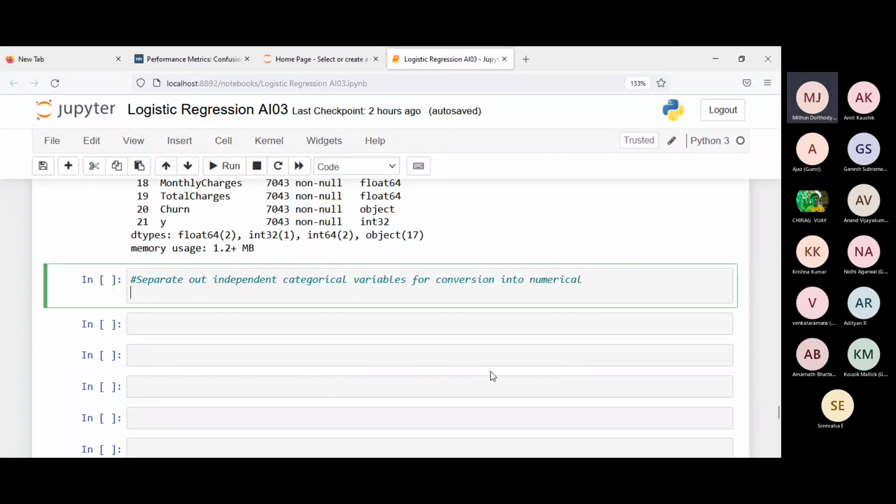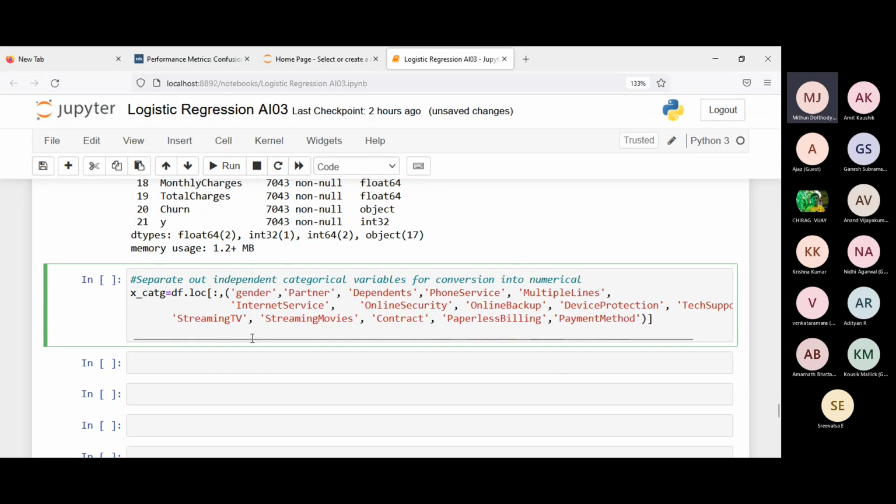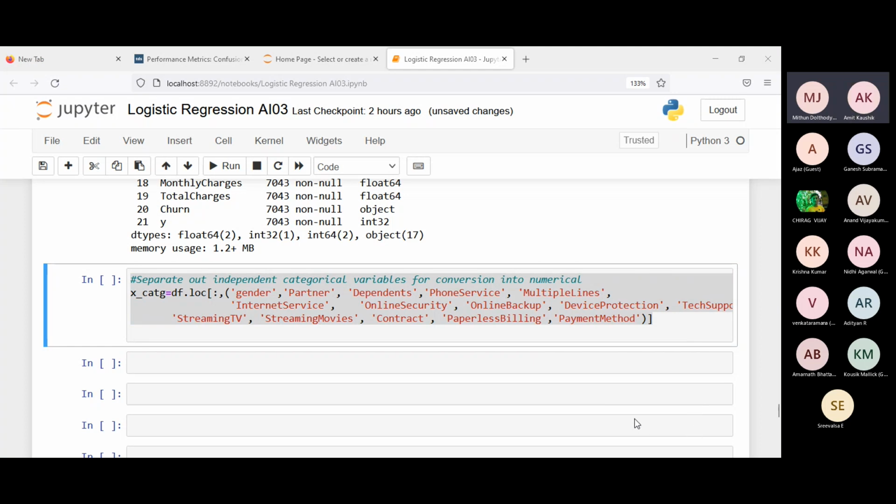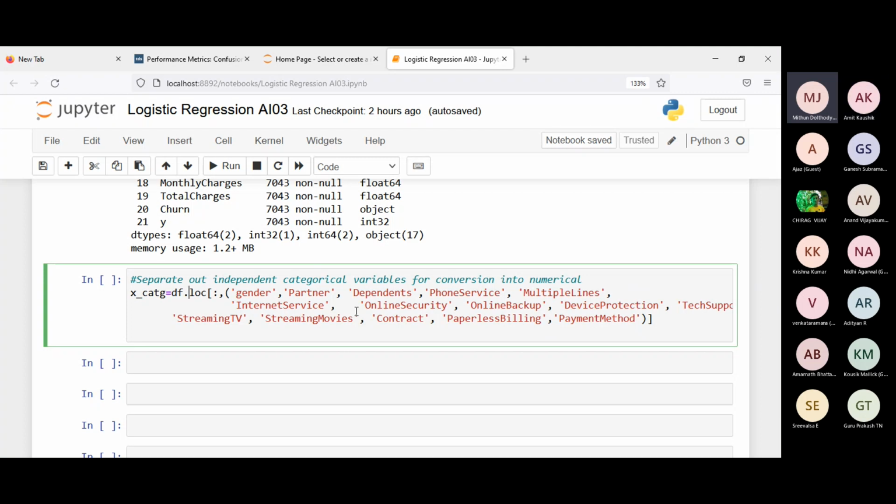First, let me just separate out these variables. We are going to use the .loc function. I'm just pasting this code, guys, because it may take some time for you to type each of these things. You can just use Control V. So these are the variables. From df.loc, I'm isolating all the variables you can see here: gender, partner, dependents, all the service related variables, paperless billing, payment method, all these things.